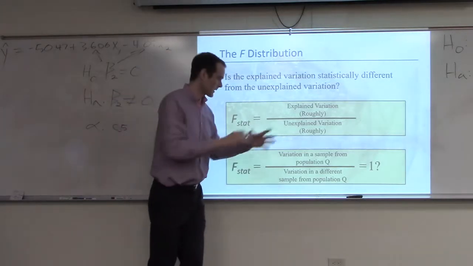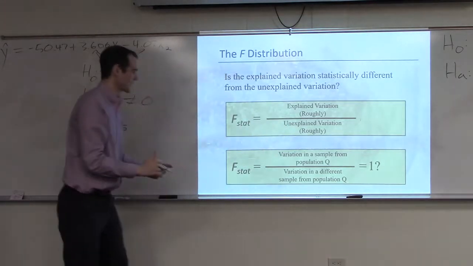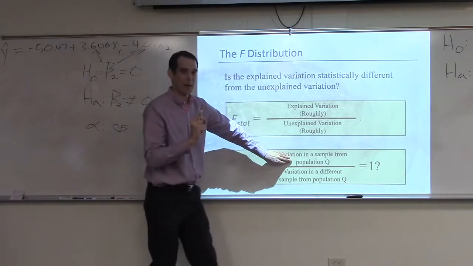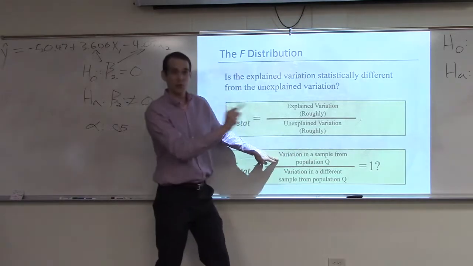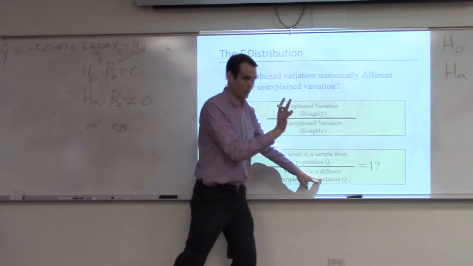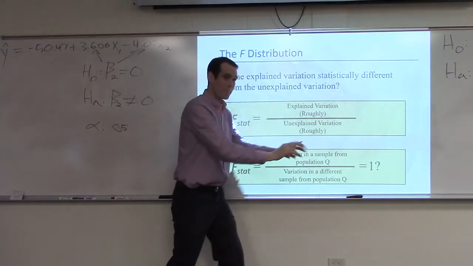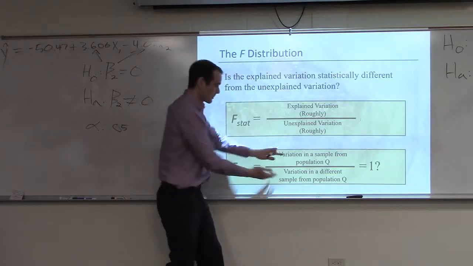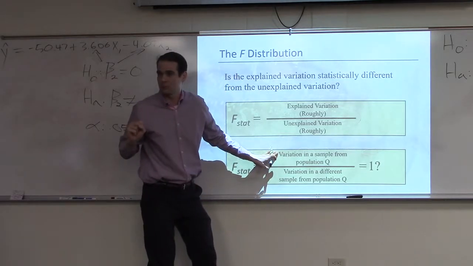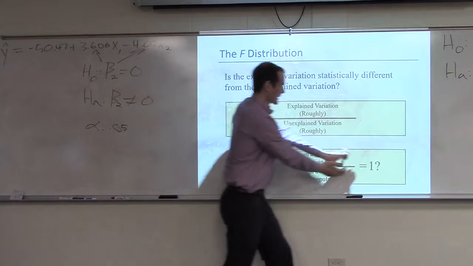And how your textbook explains how the F-stat more specifically does that, is they say if we were to take a sample from a certain population, population Q, measure the variation in it, and then we were to take a sample from the same population Q, measure the variation in it, we would expect them to be the same, because they came from the same population. And we would expect this F-stat to be 1.